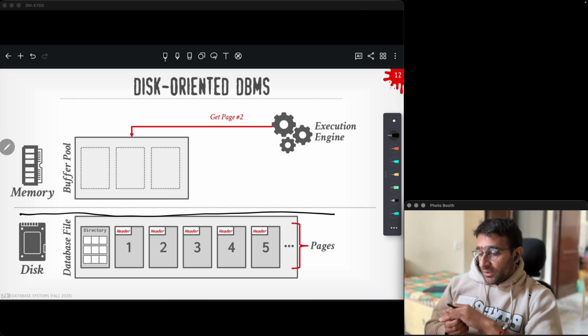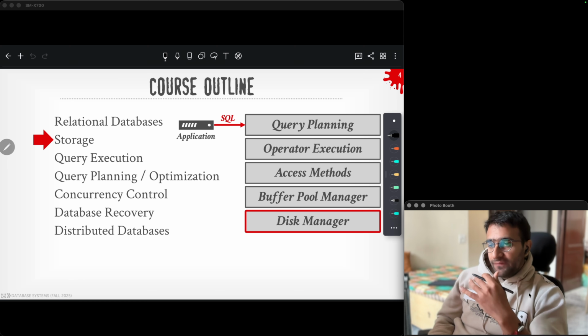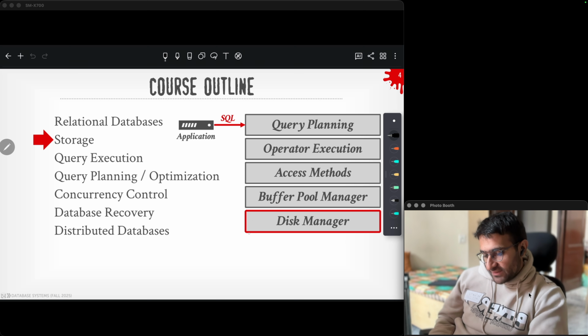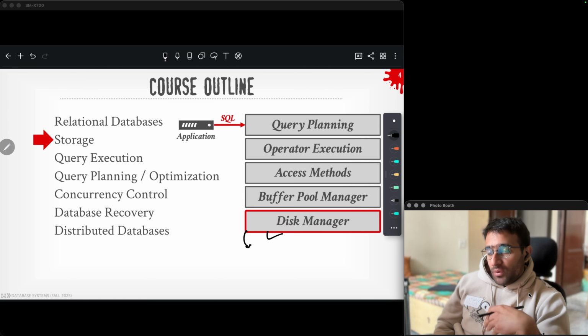So if we look carefully, the database system is built out of different layers. What we are studying right now is the disk manager. Not even the disk manager itself, but how the disk manager actually stores the data on the disk: what different file storage structures there are, how tuples are laid out in pages, and how files are stored on the disk. That is related to the disk manager.